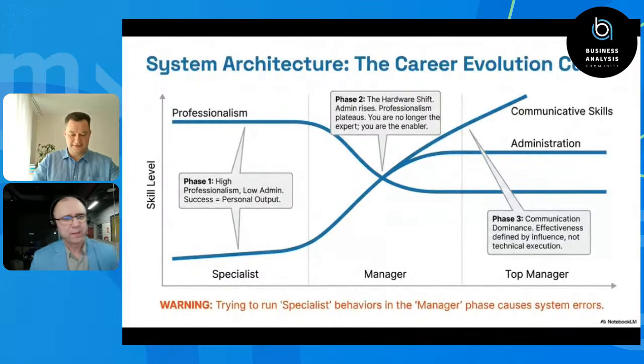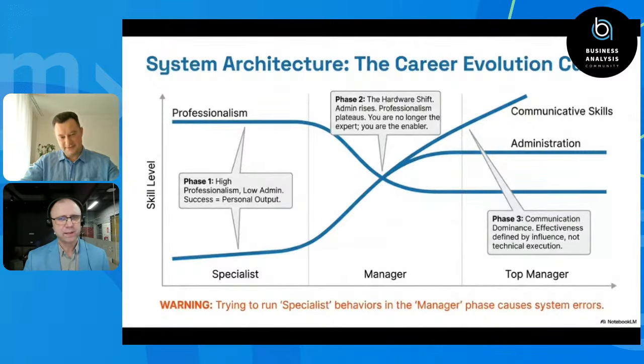So let's take a closer look at this career evolution path. Imagine starting your career as a specialist. It's at the beginning, as I said. At this stage, professionalism, the deep knowledge and expertise in your particular field, is at its peak.